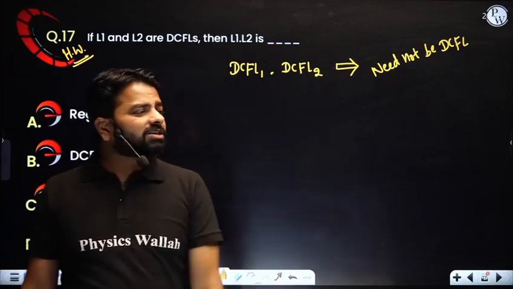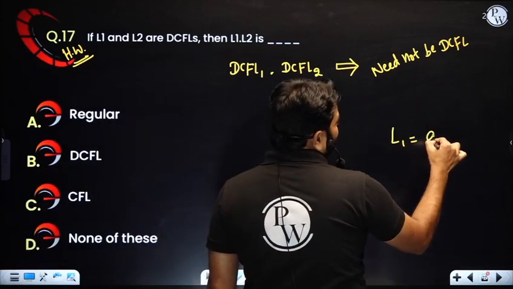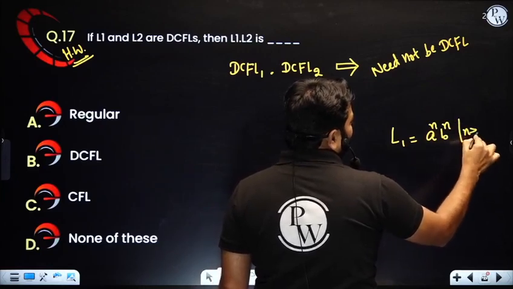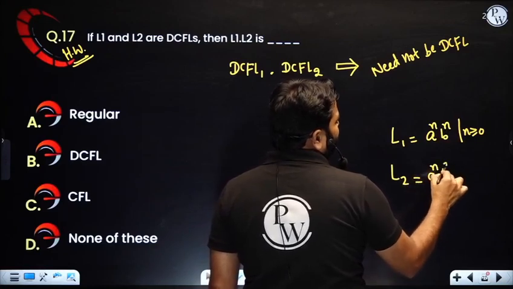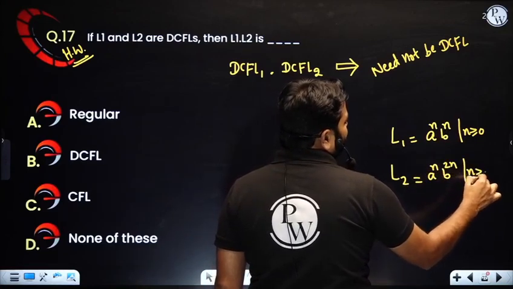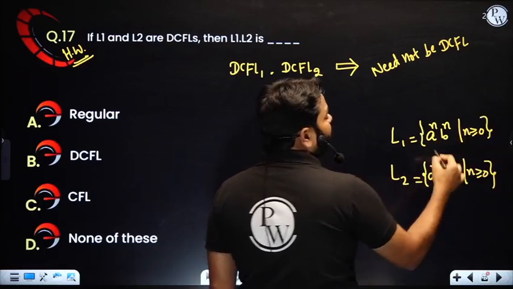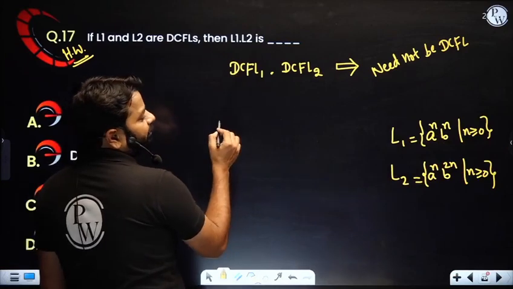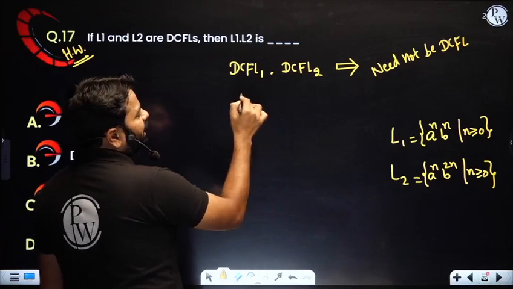Obviously, you have answers already, right? I will just show you. I am giving the answer. L1 is a power n b power n such that n is greater than or equal to 0. L2 is a power n b power 2n such that n is greater than or equal to 0. When you concatenate, don't use the same power for all of them. Remember that when you concatenate, the result is L1 and L2, very easy.